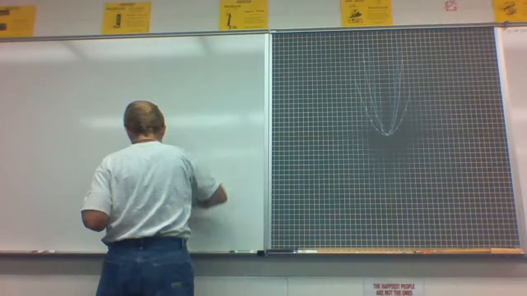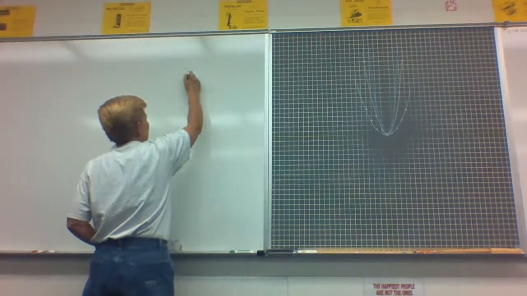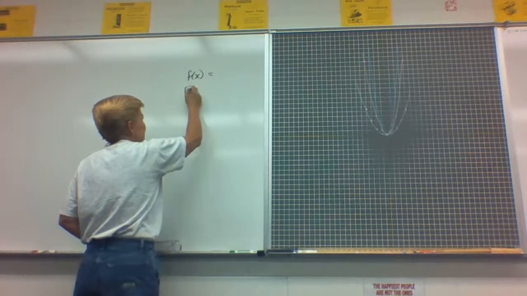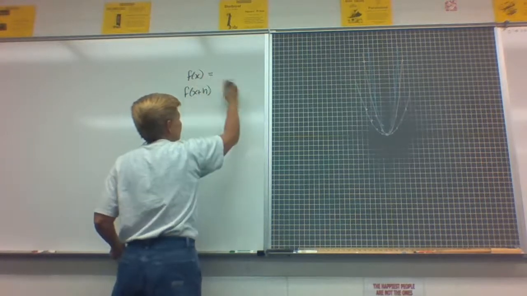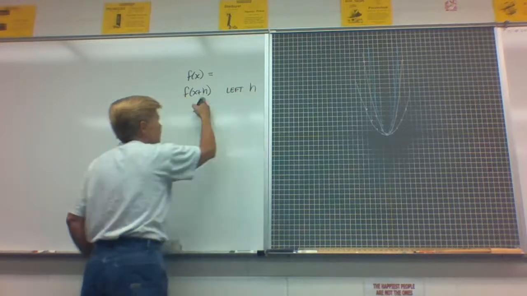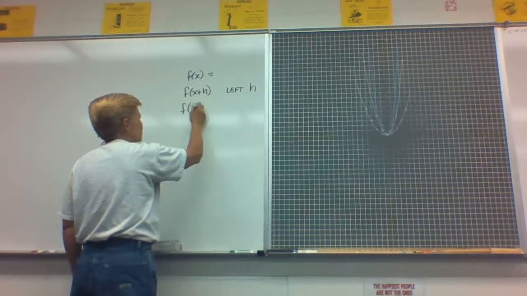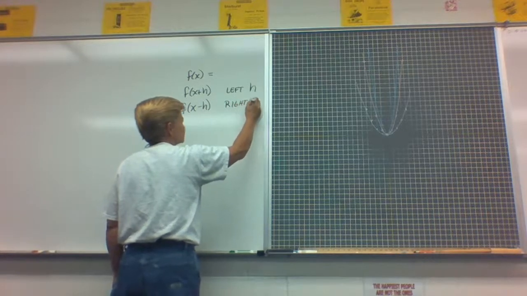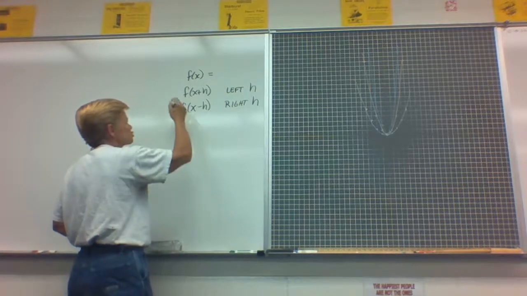I want to write this down. You may want to write it down too. For any function that we wish to transform, if f of x equals something, then f of x plus h will move that original function left h units. Whatever this is, because this was a plus sign, this will move it left. If I have f of x minus h, that will move it right h units. This is all review, folks. So this is right and left.